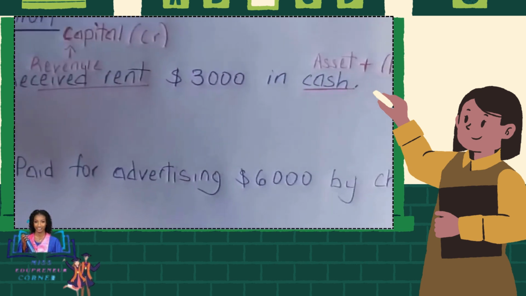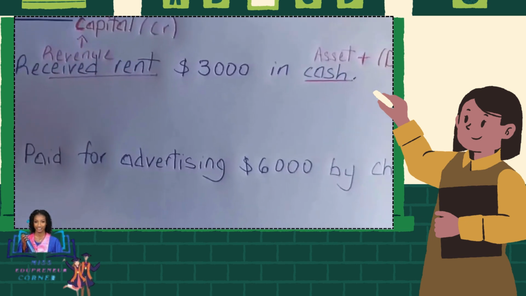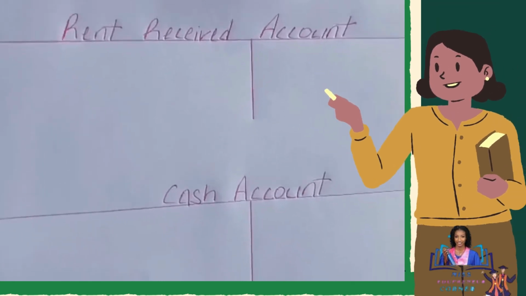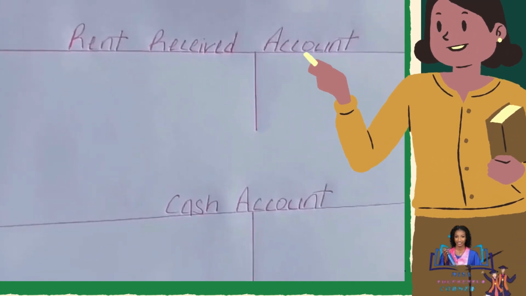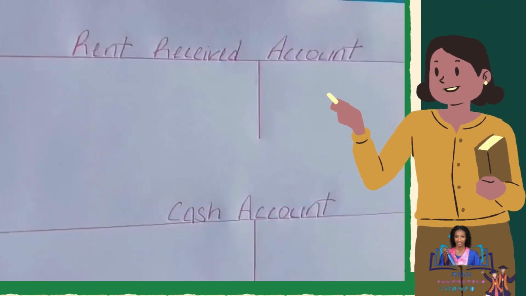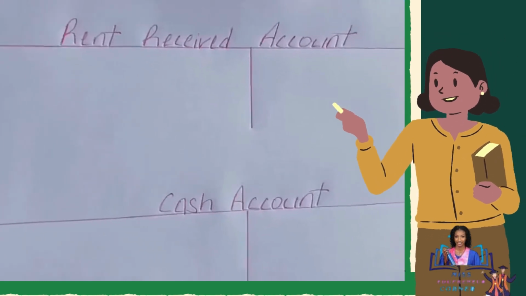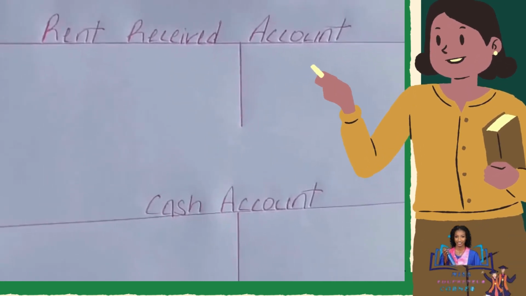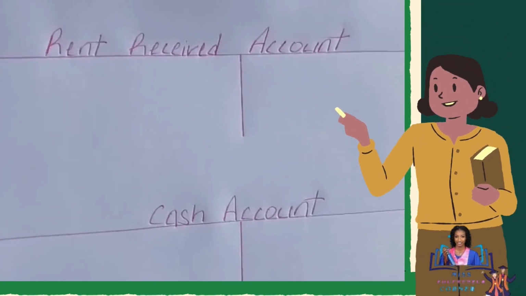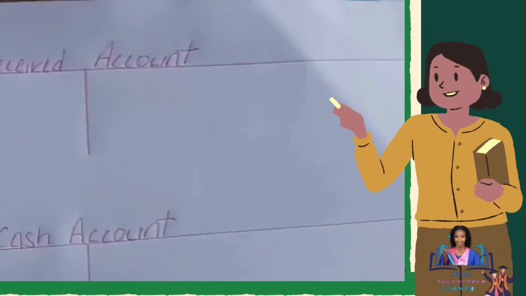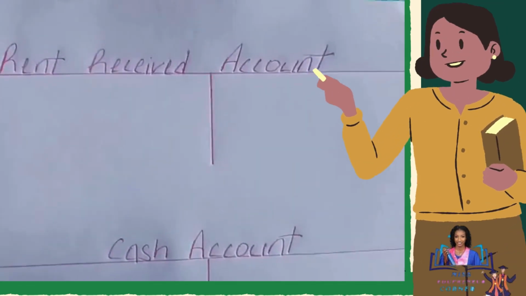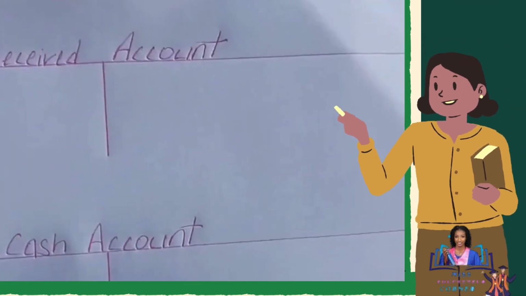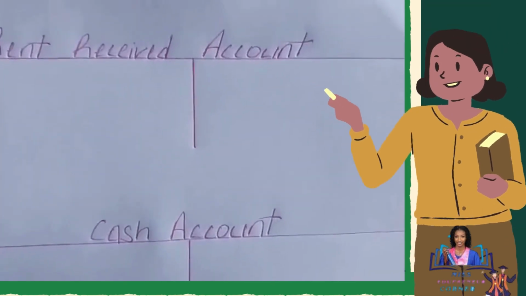Now we're going to reflect this transaction in the T accounts. Rent received is a revenue account, and revenue increases capital, and as capital increases, we make a credit entry. So revenue accounts are always credited to show an increase in capital. So we come to the credit side of the rent received account, and we're going to make that entry. Remember, we put the date first.